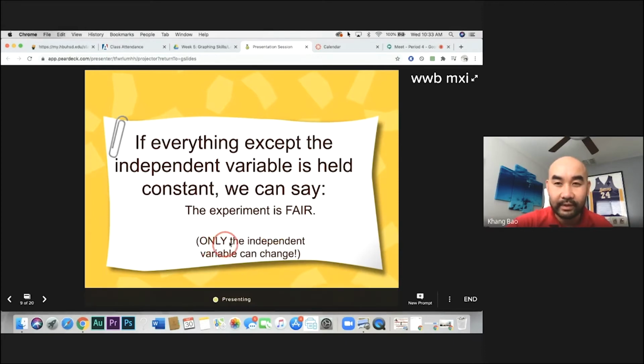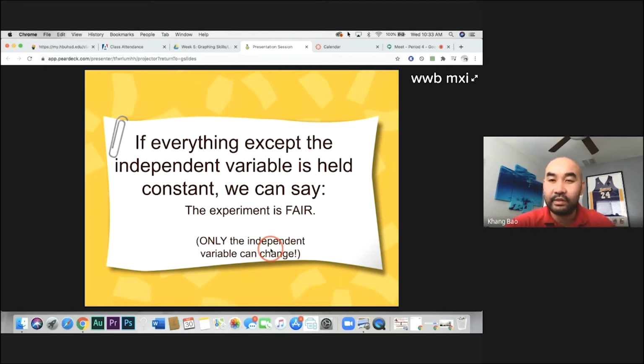So you guys should remember, only the independent variable can change. Only one thing can change. Everything else should stay the same for the experiment to be fair.